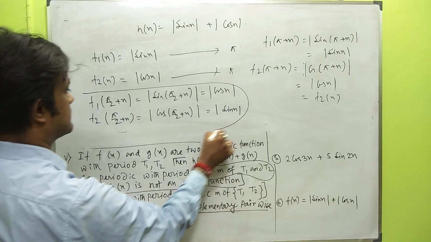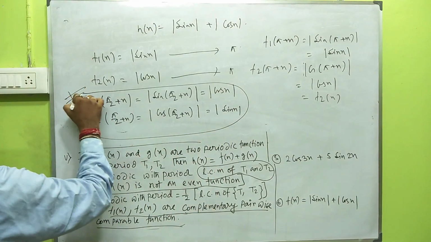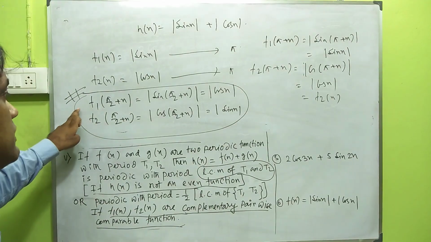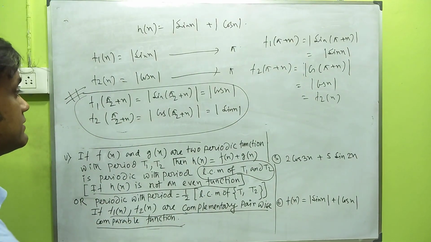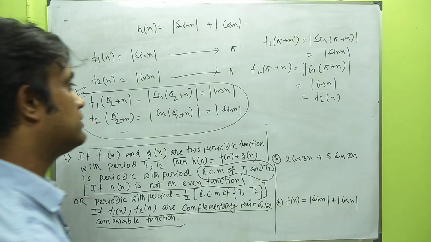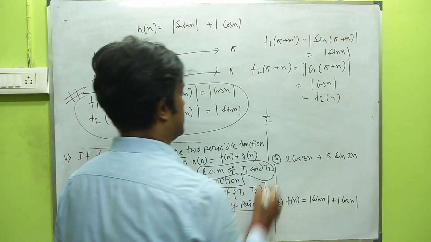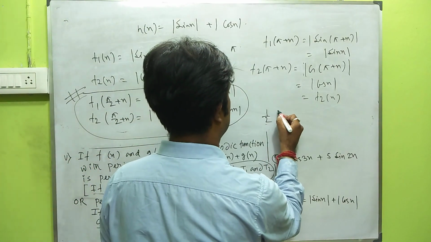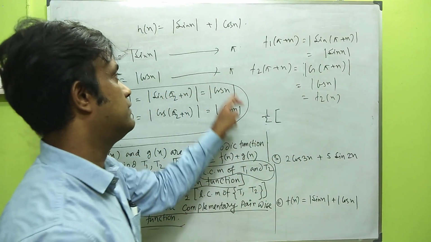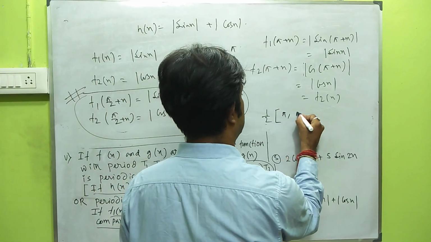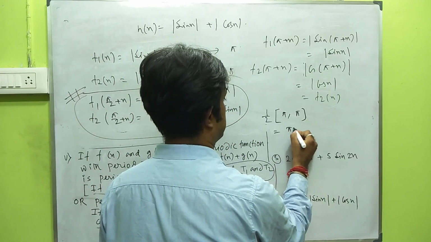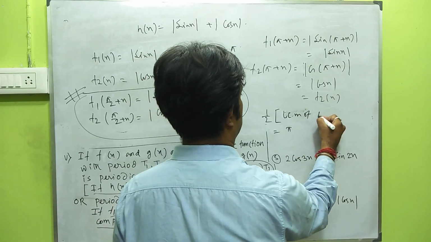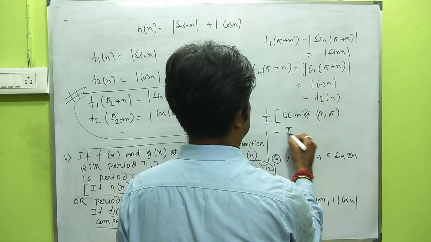So if this special characteristic occurs for these two functions f1(x) and f2(x), then how do we calculate the period? Then we calculate the period by this: half of LCM of T1 and T2, that is half of LCM of π and π, that is π by 2.